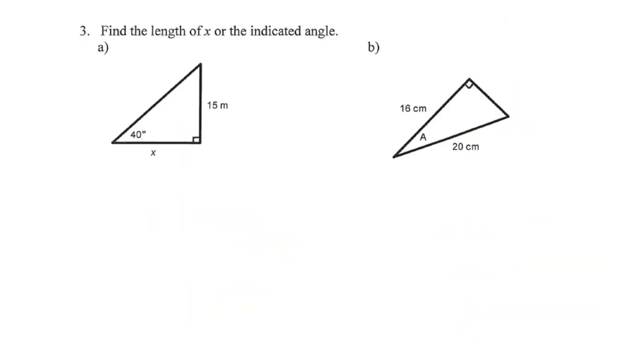Okay, take a look at your instruction for 3. You now need to find the length of X or find the indicated angle. So everything's jumbled up. Find a side length or find an angle, depends on the problem. Okay, you jump in on A. If you're feeling super brave, then tackle both A and B, and then we'll come back and we'll see how we match up. Okay, pause the video now.